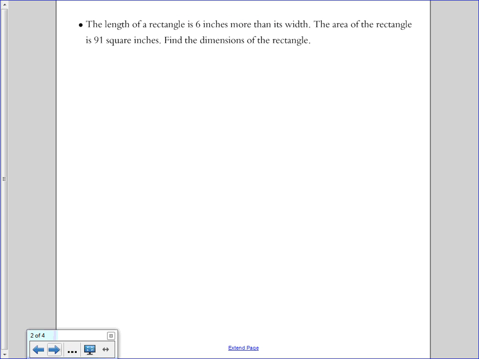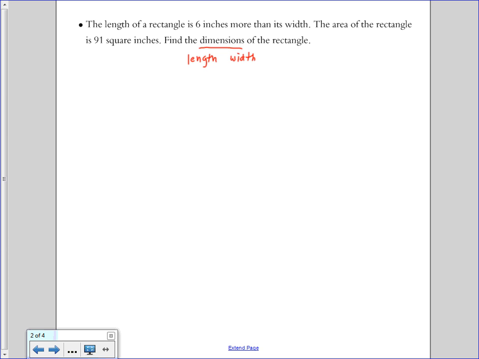The length of a rectangle is 6 inches more than its width. The area of the rectangle is 91 square inches. Let's find the dimensions. When it's asking us to find dimensions, that means find the length, find the width. Right now, all we know is that the length is 6 inches more than the width.